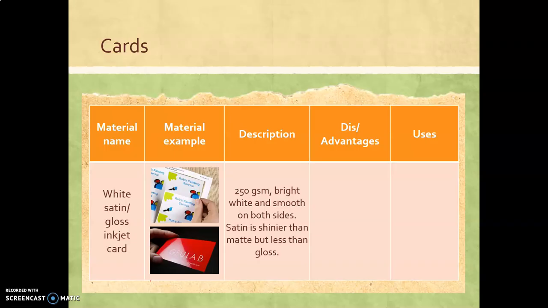So it goes matte, satin, and then gloss. So matte is the least shiny. Satin has a little bit of a shine to it, but not really, and gloss is quite shiny, very reflective.